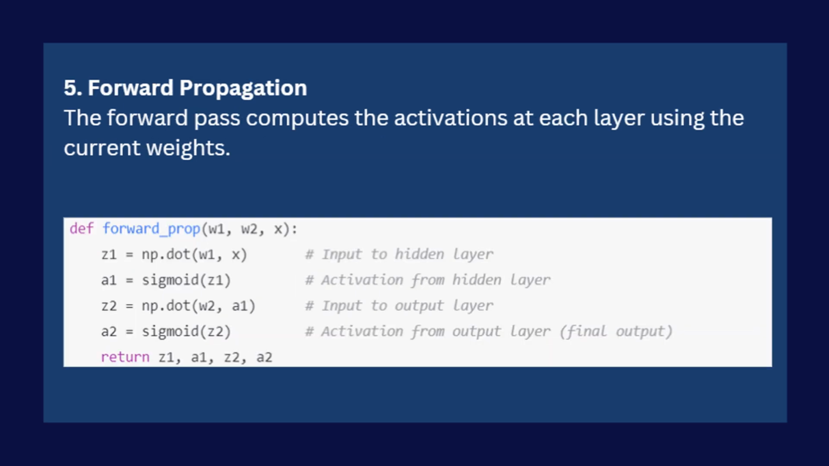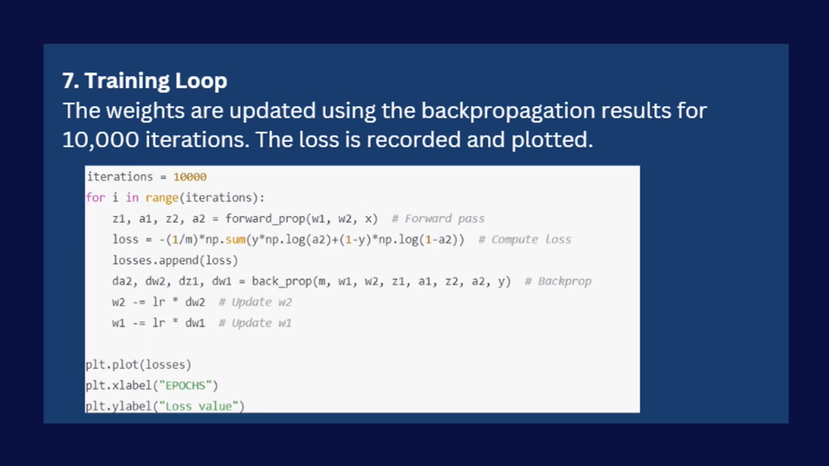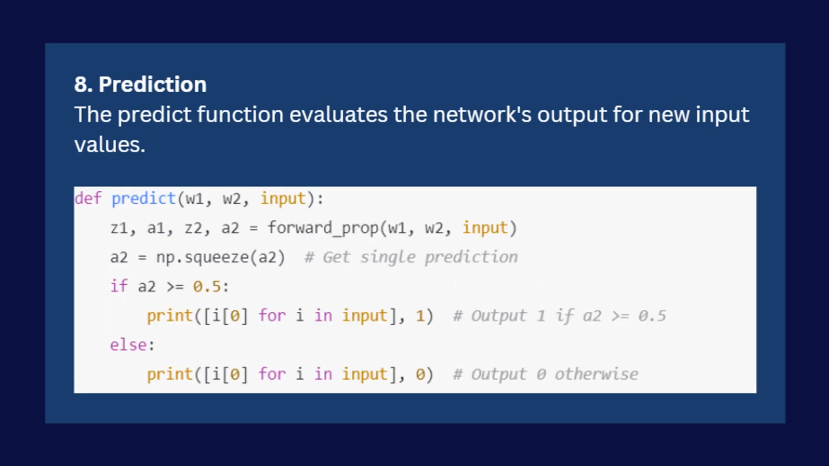Forward propagation. The forward pass computes the activation at each layer using the current weights. Backward propagation. Backward propagation calculates the gradients of the loss function with respect to the weights and updates them accordingly. Training loop. The weights are updated using the backpropagation results for 10,000 iterations. The loss is recorded and plotted. Prediction. The predict function evaluates the network output for new input values.